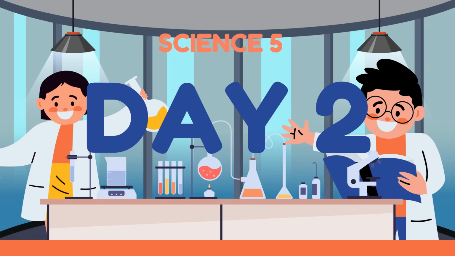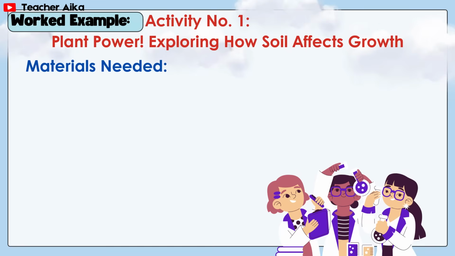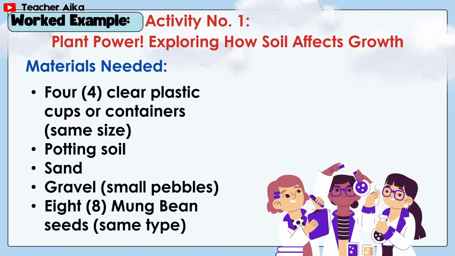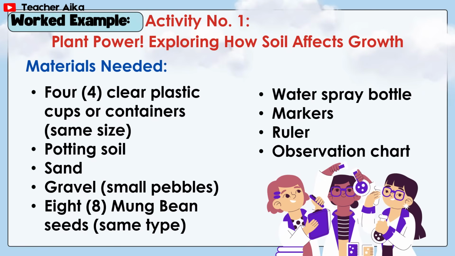Day 2. Activity number 1, Plant Power, exploring how soil affects growth. Materials needed: 4 clear plastic cups or containers, same sizes, potting soil, sand, gravel, small pebbles, 8 mung bean seeds or same type, water spray bottle, markers, ruler, and observation chart.